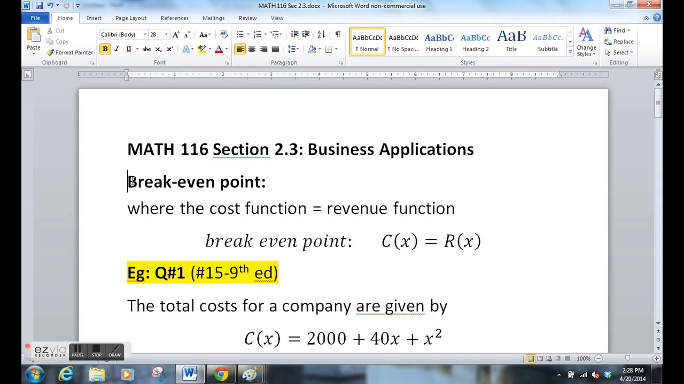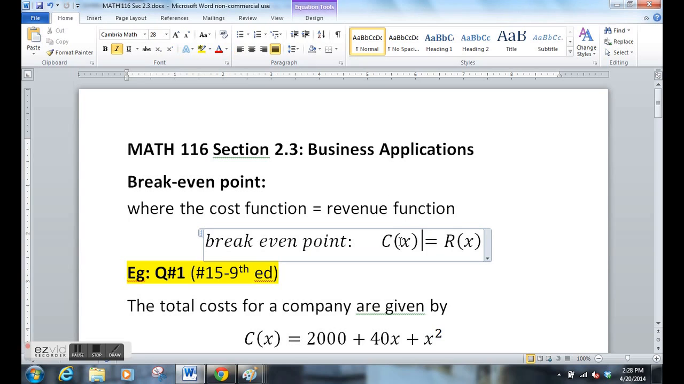The first one is the break-even point. In general, the break-even point is where the cost function equals the revenue function. I think this makes sense intuitively: you're breaking even when your costs equal your revenue. Your costs are the money that you are spending to pay employees and overhead and things like that, and your revenue is the money that's coming in. And when those two things equal each other, you're just breaking even, my friends.